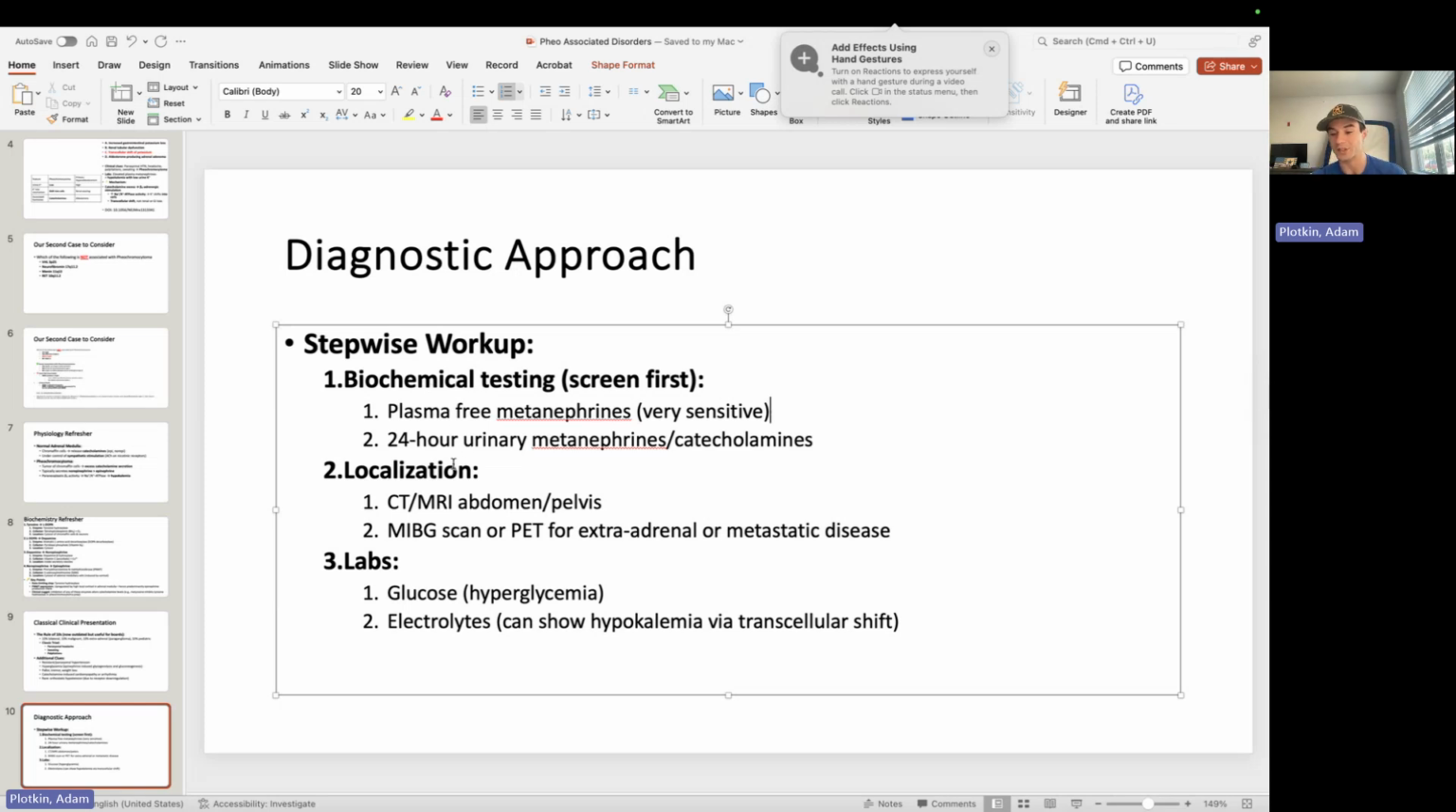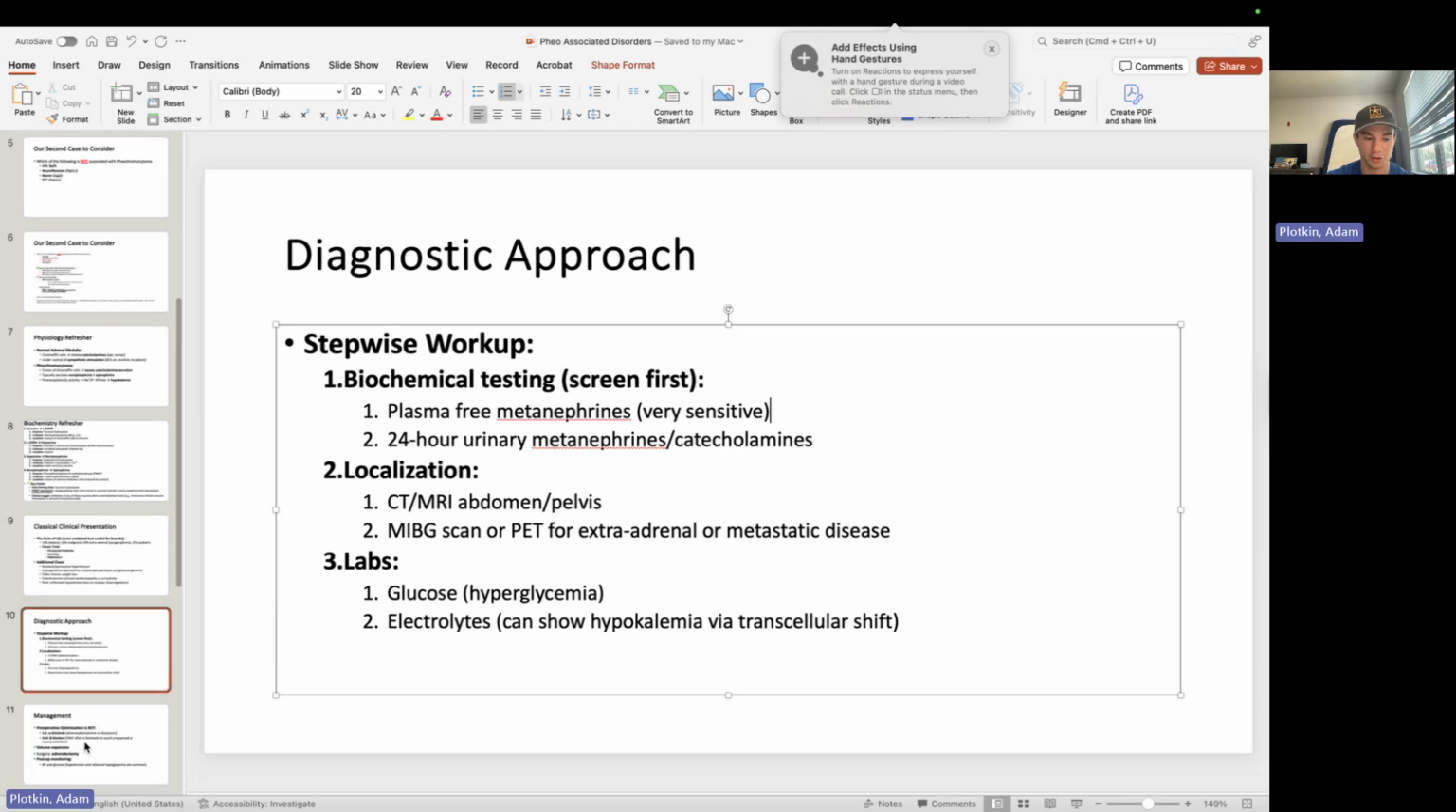Their clinical context points out, right? They've got secondary hypertension that is resistant to multiple medications. They've got sweating, they've got headaches, they've got weight loss, right? We've kind of all see it. We'll do a CT or MRI of the abdomen or pelvis. We can do uptake scans or PETs for extra-adrenal and metastatic disease. And then again, we can do some labs that might key me in too, where we might see the hyperglycemia or potentially the hypokalemia versus transcellular shift.